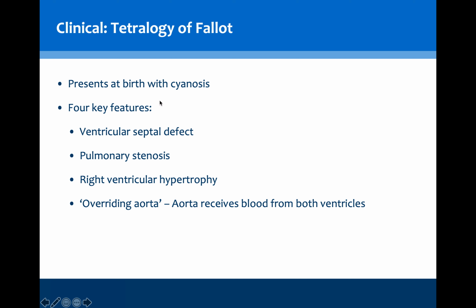The four key features of the tetralogy of Fallot are a ventricular septal defect, pulmonary stenosis, right ventricular hypertrophy, and an overriding aorta. It is sometimes easy to remember these features as resultant effects. For example, the right ventricular hypertrophy will occur, one, due to the ventricular septal defect, but also due to the pulmonary stenosis. Furthermore, the pulmonary outflow tract is narrowed because of an overriding aorta. Therefore, one can see how all four features of the tetralogy of Fallot are interlinked.